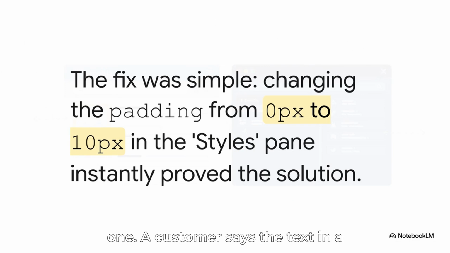Okay, let's try another one. A customer says the text in a form field is all squished up against the edge. We inspect the input element, we can check the layout or computed tab, and we see that box model. Yep, it shows padding is 0. So we go back to the styles pane, we find that padding property, we click on 0px, type in 10px and hit enter. And instantly on the screen we see the text get the breathing room it needs. We've just proven exactly how to fix the bug.